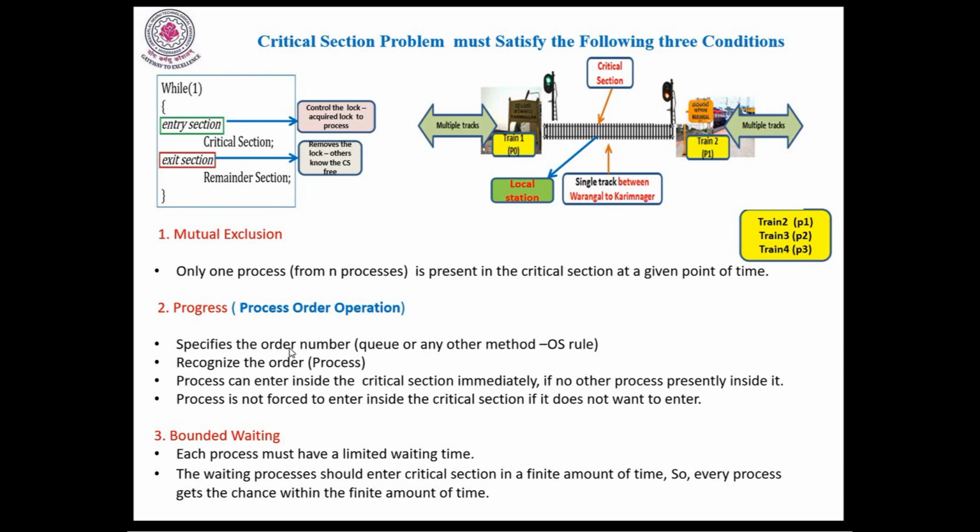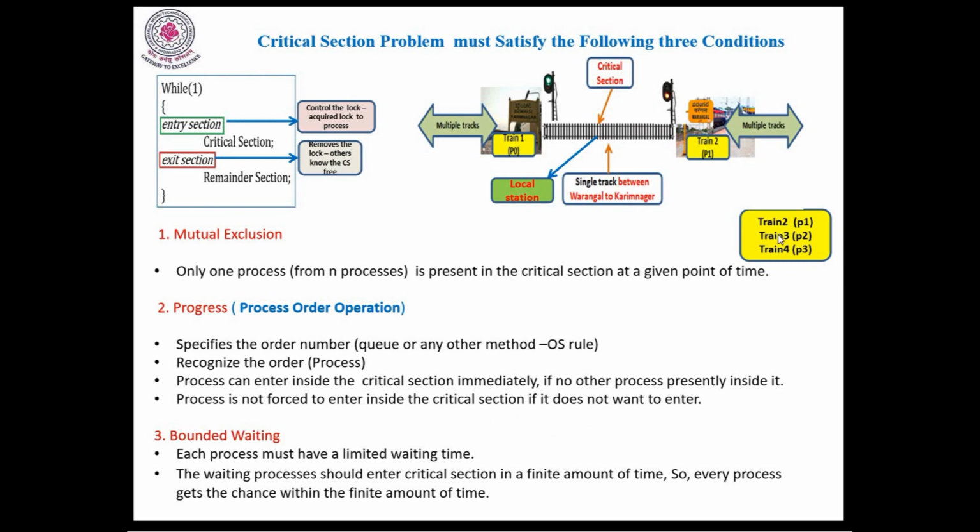So that is what specifies the order number. Whatever requests it is receiving, as per their requirement and importance, it may maintain them in a queue or any other method as per the OS rule. Recognize the order. There are n number of processes available in a queue. As per the requirement of the process, it will select the process. That process can enter inside the critical section immediately if no other process is presently inside it. Okay. A process is not forced to enter inside the critical section if it does not want to enter.